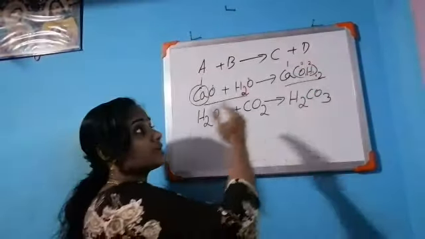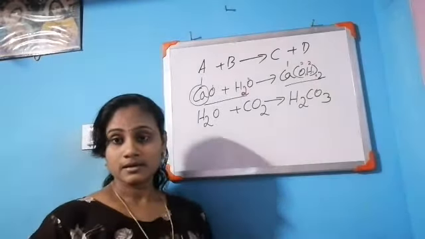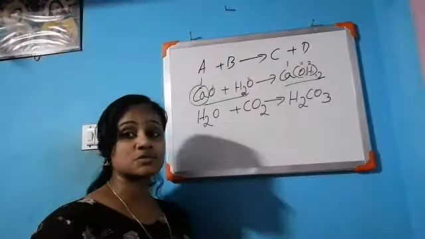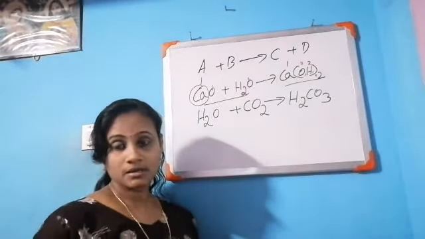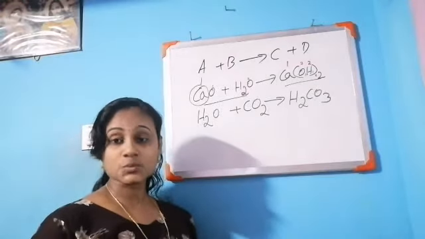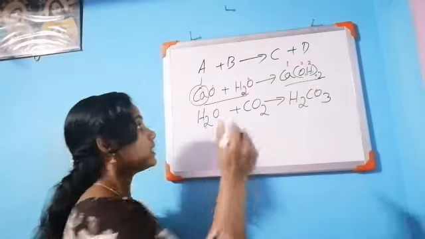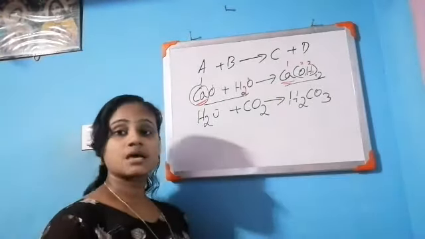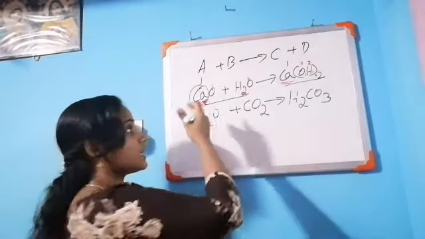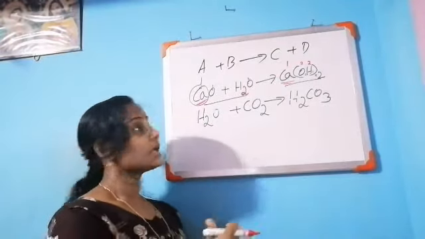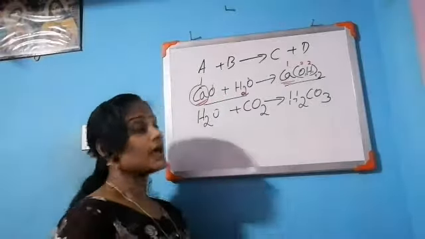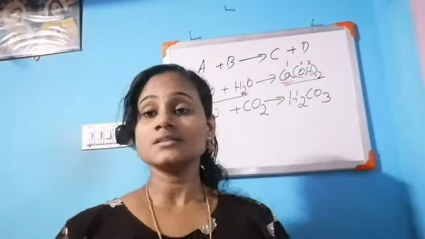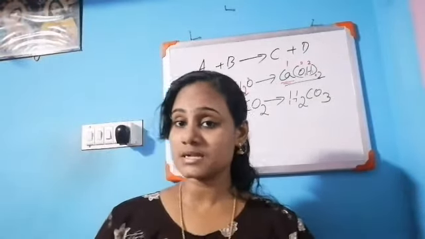So the left side and right side are the same. The total number of atoms of each element on the reactant side as well as the product side are equal. Reactant side calcium 1, product side calcium 1. Such equations are called balanced equations.